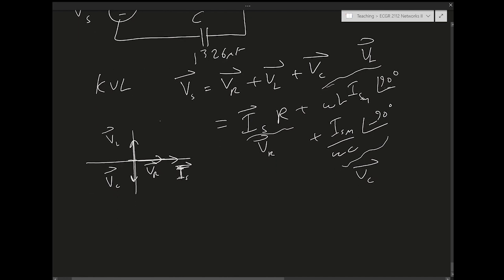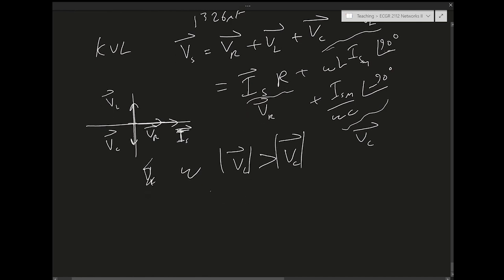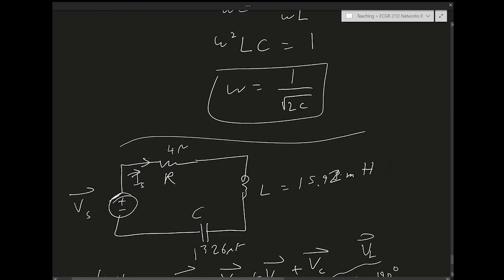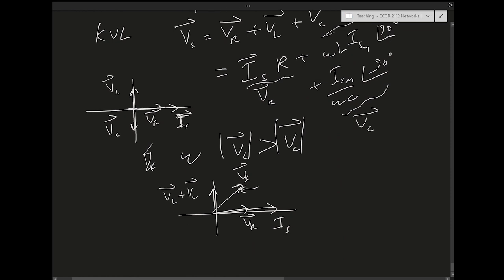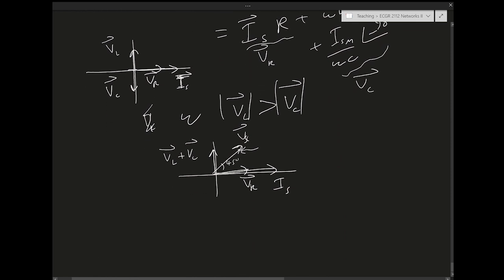Okay, so this is the phasor diagram. Let's draw it for a situation where omega is selected such that VL is larger than VC in magnitude. In this case, the phasor diagram will look like this. This is IS, this is VR. Because VL is larger, the sum is going to be up like this in the positive region. And then the sum VS is going to be this phasor. With the special parameters I'm giving you here, if you do the calculation, it turns out that the angle is going to be 45 degrees.